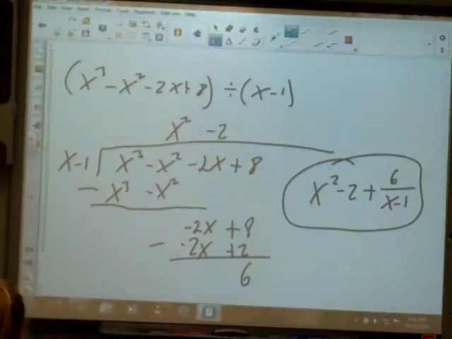So if you don't have any remainder, it would just be x squared minus 2.